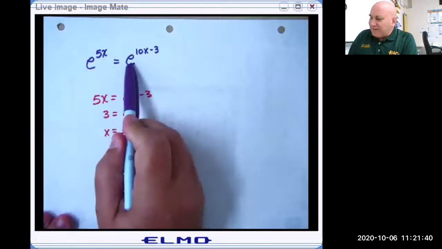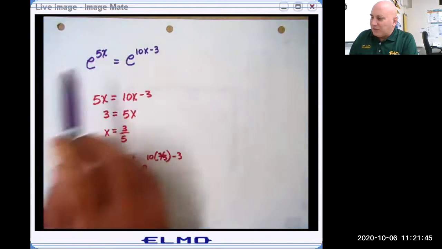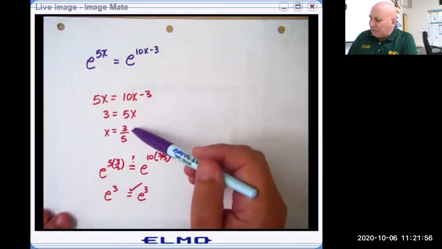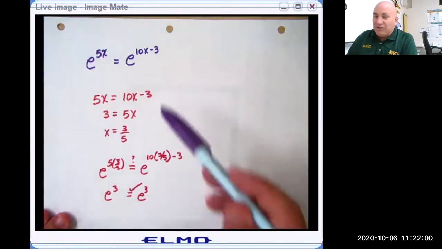These already have the same base, so we're just going to set the exponents equal to each other. What we're really doing is taking the log base e, or the natural log of both sides. But don't tell anyone yet. Set the exponents equal to each other and solve. Substitute back into the original equation to check your answer.